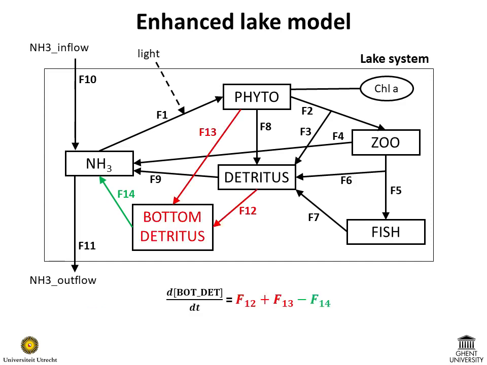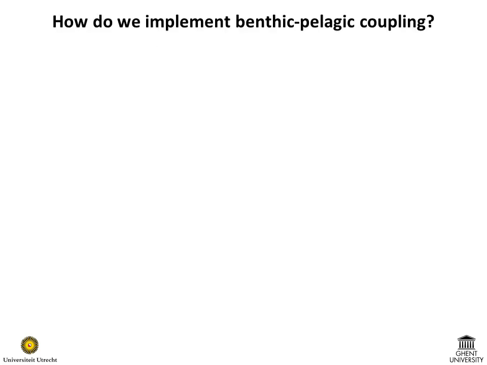Therefore, the mass balance of the bottom detritus is described by the differential equation shown on the bottom. The sum of fluxes on the right-hand side represents the net rate of a process that we call the benthic-pelagic coupling. This differential equation is consistent, as all fluxes have units of mole of nitrogen per square meter per second, which is also the unit of the time derivative on the left-hand side.